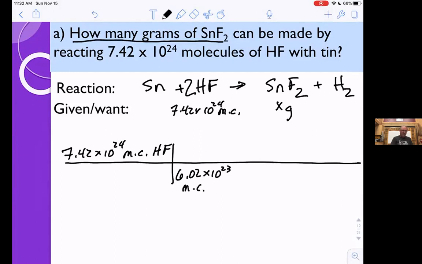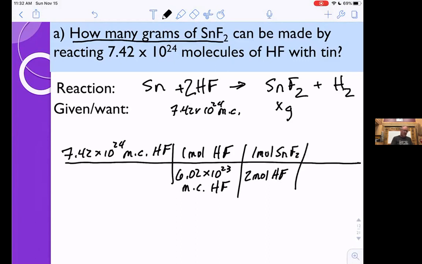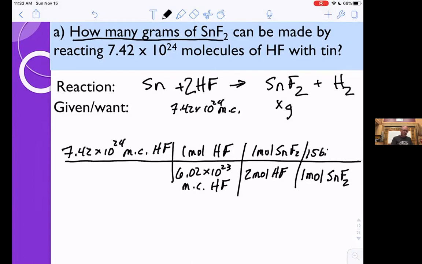Kind of run out of room on this one, I think. Molecules of HF. That will give me 1 mole of my hydrofluoric acid. My coefficient of hydrofluoric acid is 2 moles of HF for every 1 mole of my stannous fluoride. And then using the molar mass, because I'm asked for how many grams in this case, 1 mole of the SnF2. Calculating its molar mass, it gives you 156.71.